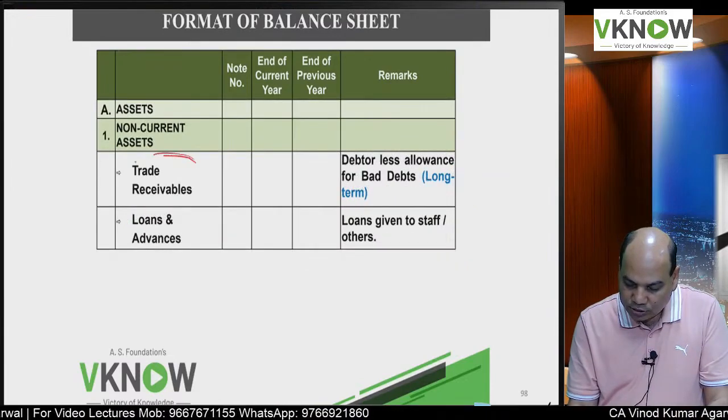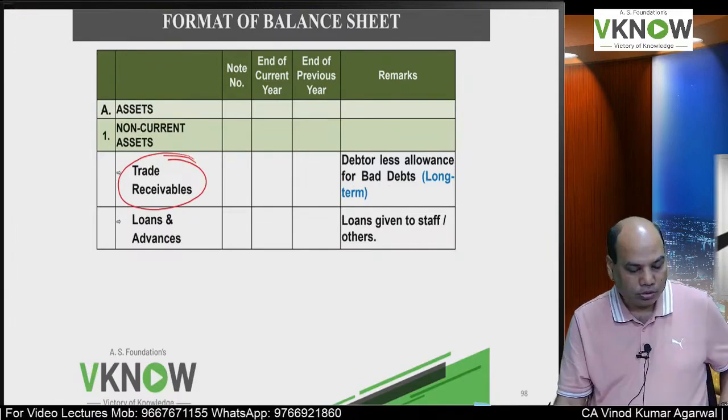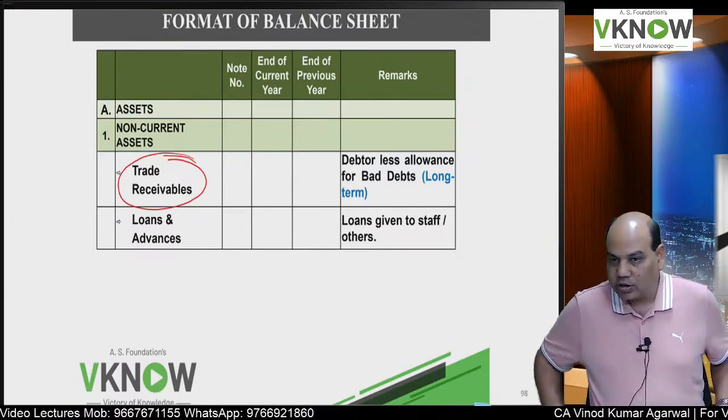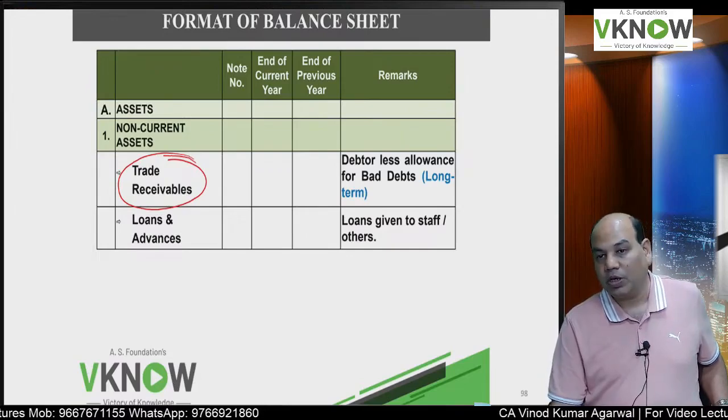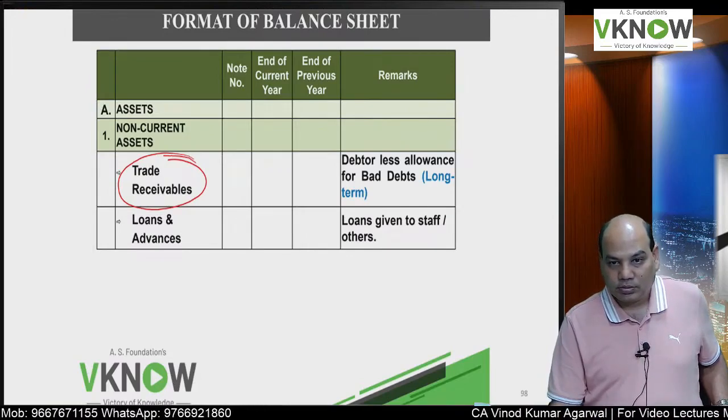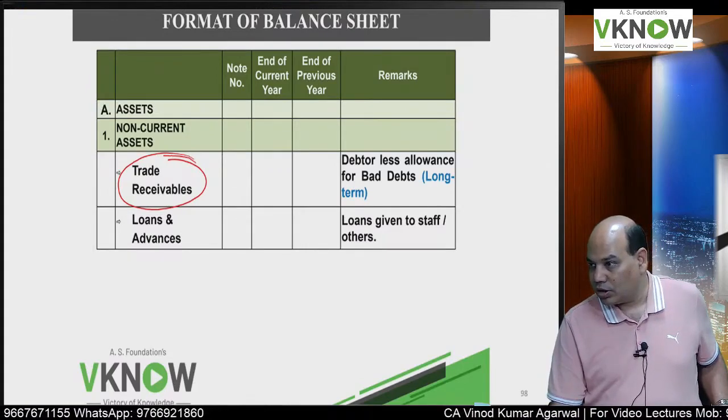Investment or then trade receivable. Oh, some student will wonder why trade receivable has come in non-current asset. Suppose your debtor will pay after 3 years. So don't you think it will come as non-current asset?